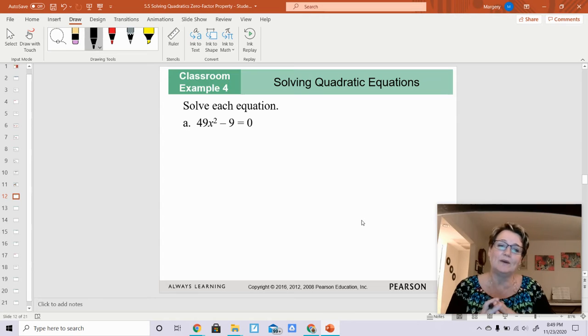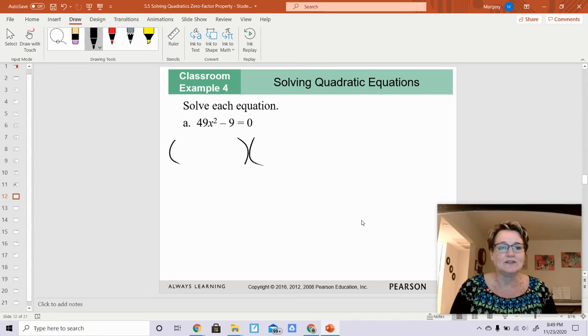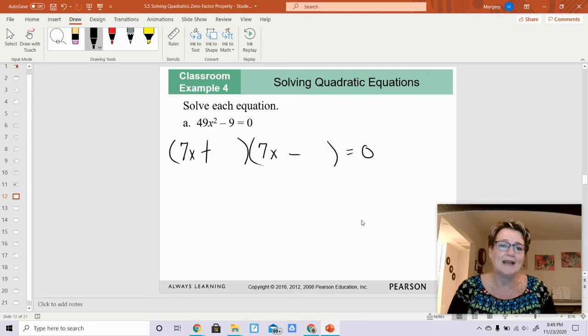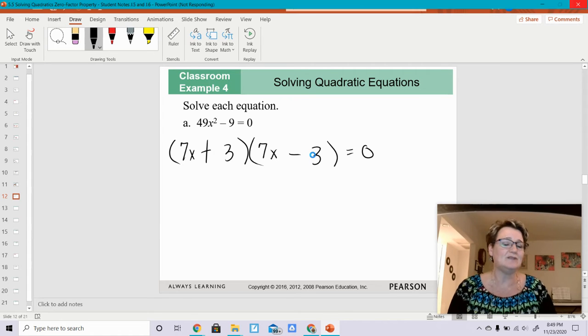Now, because 49x squared is a perfect square and 9 is a perfect square and they're separated by a minus sign, this is when those shortcuts come in handy. I know this is actually a difference of squares, so I can just use the shortcut. This is going to be a plus, this is going to be a minus. The square root of 49x squared is 7x. The square root of 9 is 3. Saves you some time factoring this.